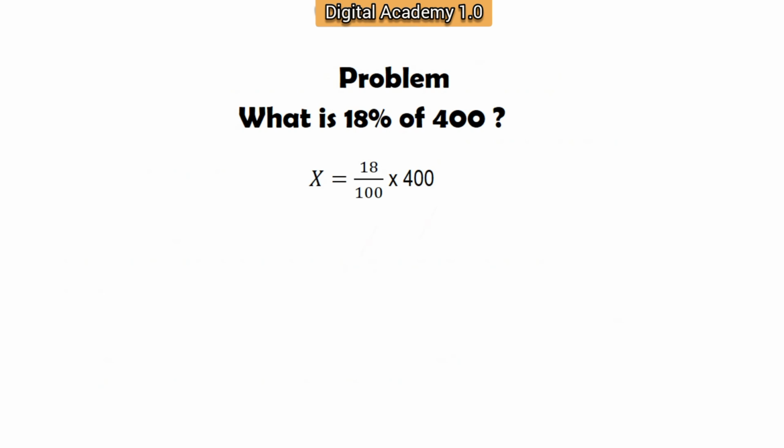Cancel out the zeros like this. We get x equals 18 times 4. So the final answer is 72.